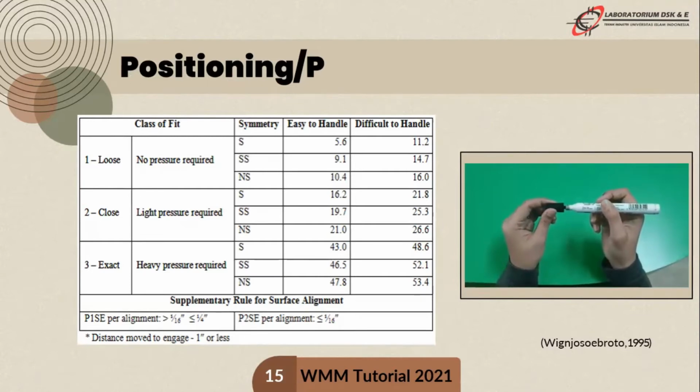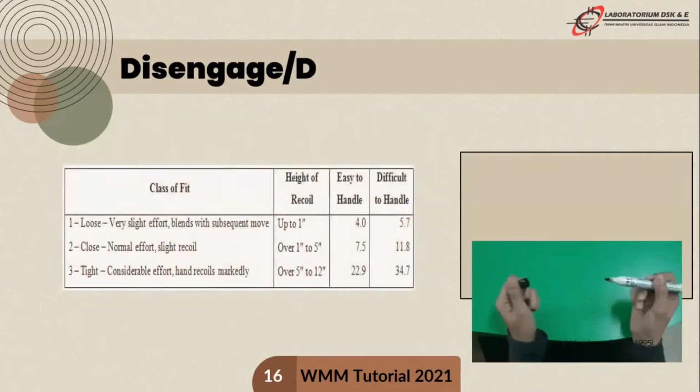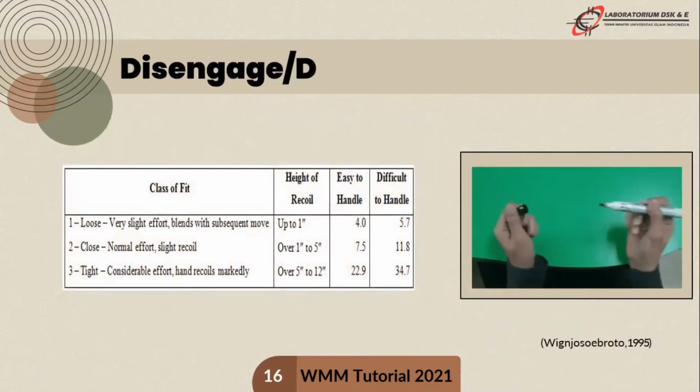For the supplementary rule for surface alignment, for P1SE the alignment is more than 1 per 16 inches and less than or equal to 1 per 4 inches. P2SE alignment is less than or equal to 1 per 16 inches. Let's continue to the next activity.